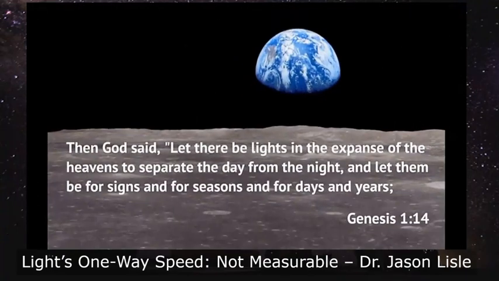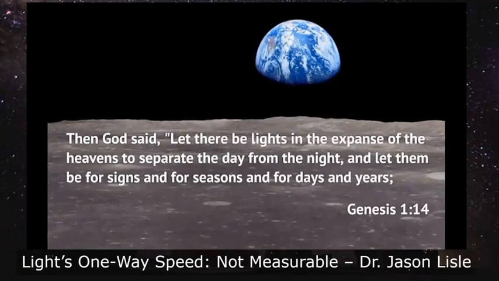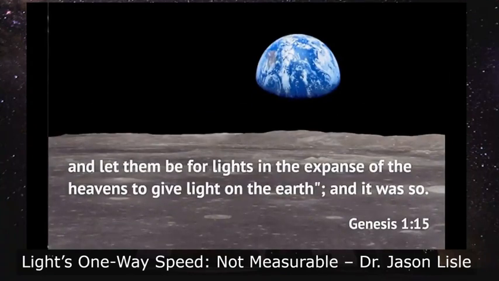One, it's the convention that all ancient cultures implicitly used. Two, I think it's suggested by Scripture in Genesis 1:14 and 1:15. Then God said, let there be lights in the expanse of the heavens to separate the day from the night. Let them be for signs and for seasons and days and years. And let them be for lights in the expanse of the heavens to give light on the earth. And it was so. What was so? They gave light on the earth.